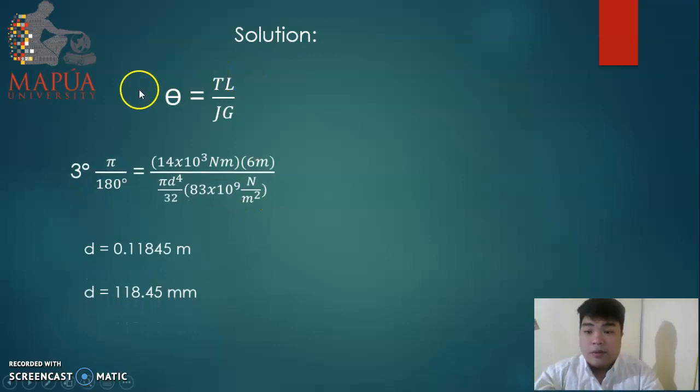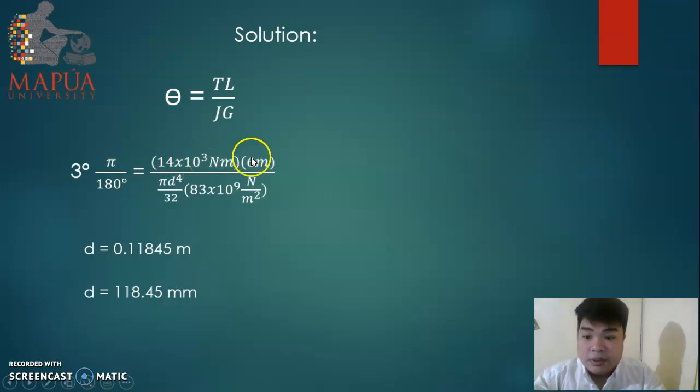By using the formula of angle of twist, we get 3 times pi over 180 is equal to 14 times 10 raised to 3 multiplied by 6 over pi times D raised to 4 divided by 32 times 83 times 10 raised to 9. So we get D at 0.11845 meters.